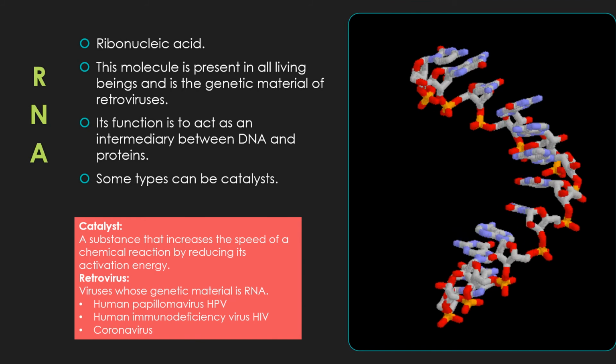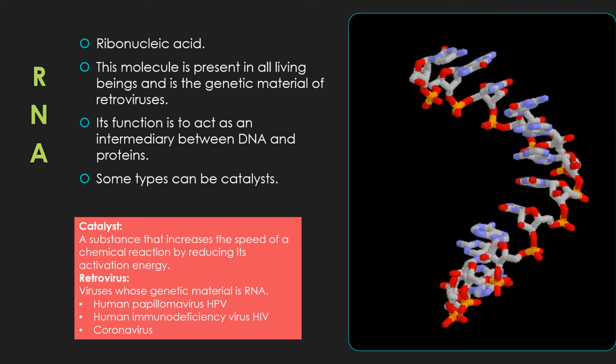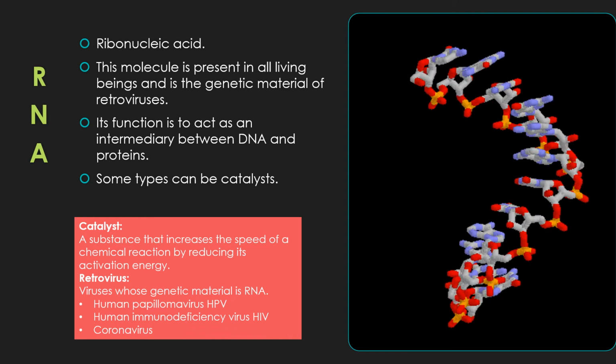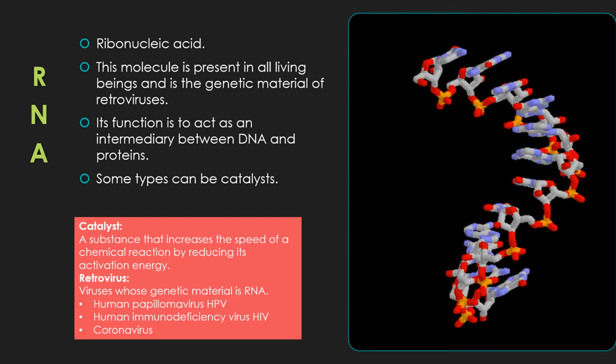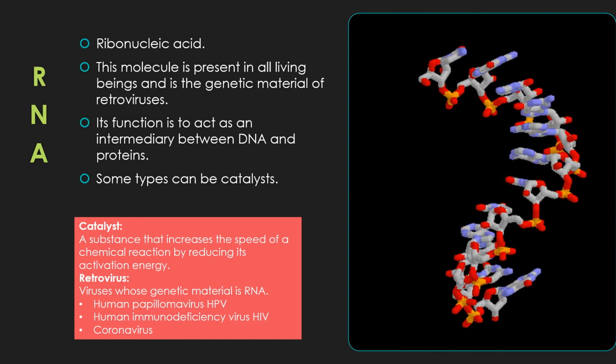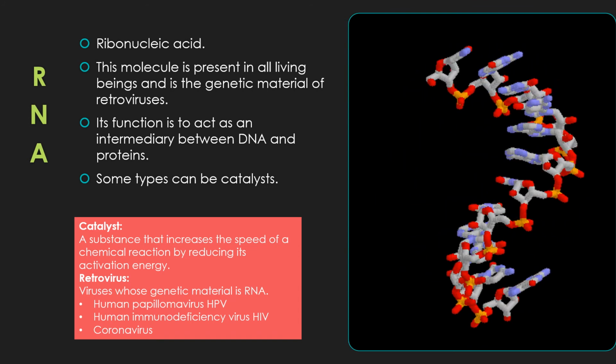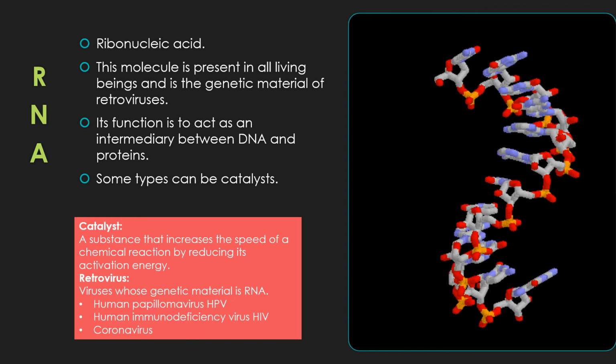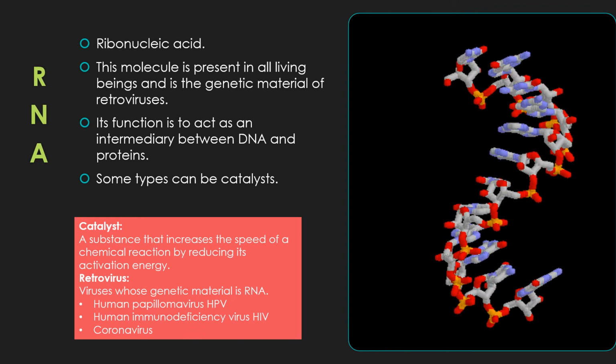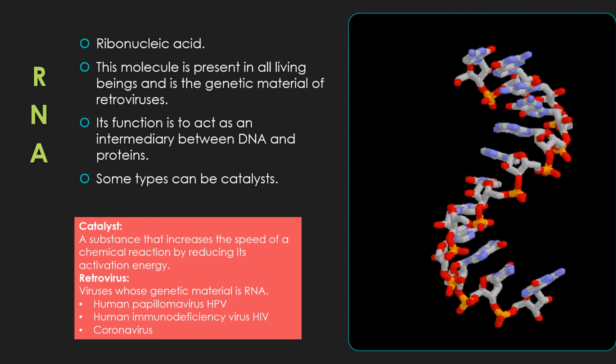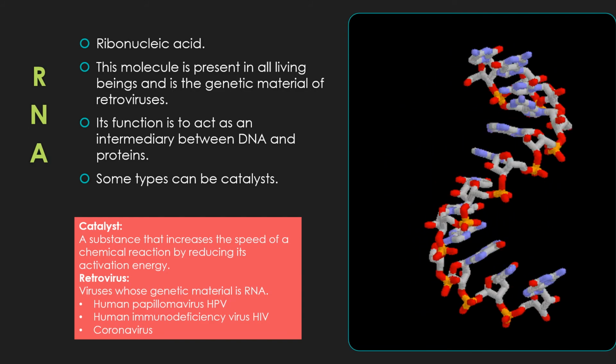The function of the RNA is to act as an intermediary between the DNA and the proteins. In this case, we're going to talk about a type of RNA called messenger RNA, which carries the message that is codified in the DNA to produce proteins in the ribosomes. Sometimes this RNA can be a catalyst. A catalyst is a substance that increases the speed of a chemical reaction by reducing its activation energy. So they are very important in chemical reactions. As you can see in the picture, this is not a double strand, it only has one strand.